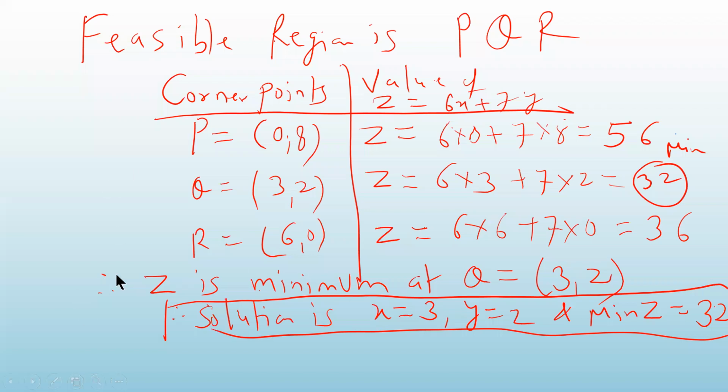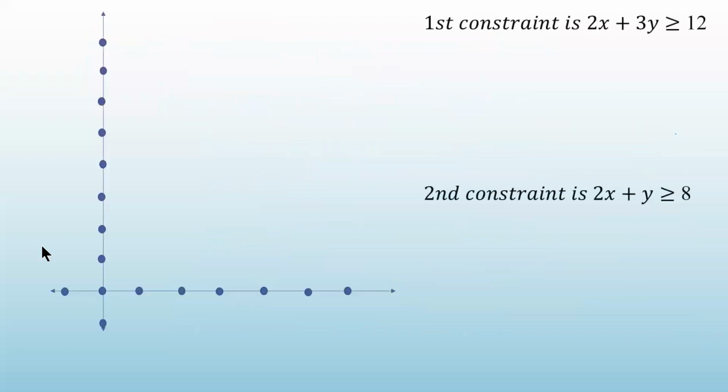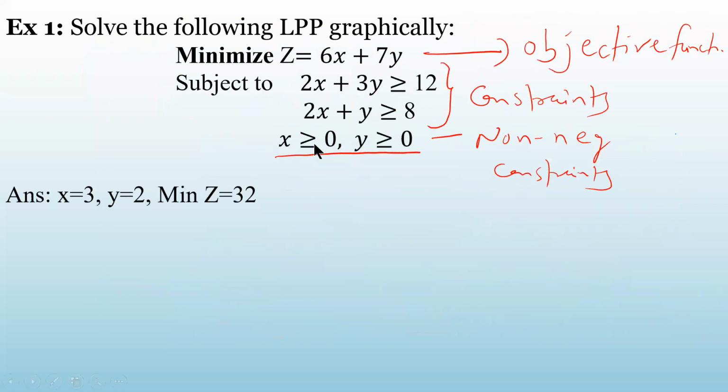So we have found the solution of this linear programming problem. Now let us solve one more problem. Basically, to solve a linear programming problem, you first have to find the feasible region. You take all the constraints. In your case, you will have at most 2 constraints. And this will always be there, so restrict your feasible region to the first quadrant only.